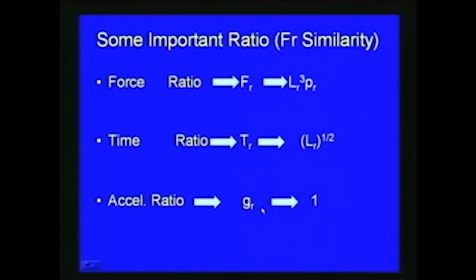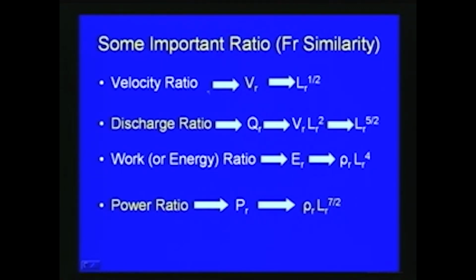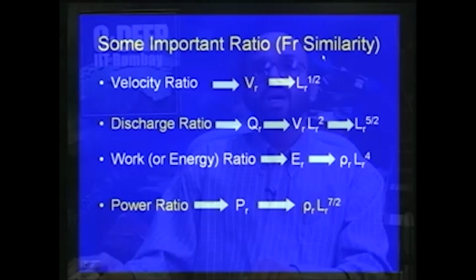Since the Froude law is considered, the acceleration ratio G_r is corresponding to 1, since as I mentioned we are doing the experiment with the same acceleration due to gravity as the prototype. So, acceleration ratio G_r is equal to 1, and then the velocity ratio, as we have already seen, V_r is square root of L_r or L_r to the power 1 by 2, and the discharge ratio Q_r is V_r into L_r squared or L_r to the power 5 by 2. So, that gives the discharge ratio with respect to the Froude number similarity.